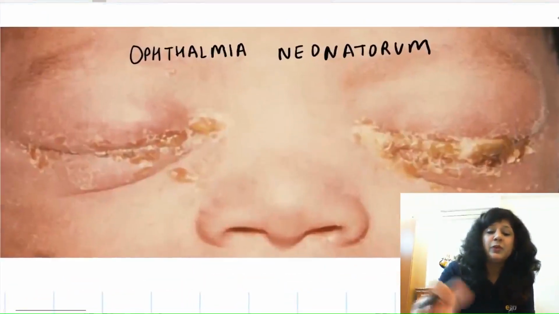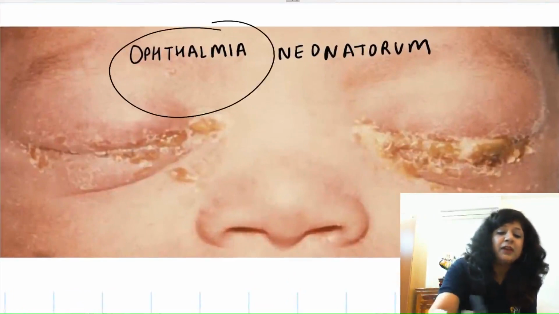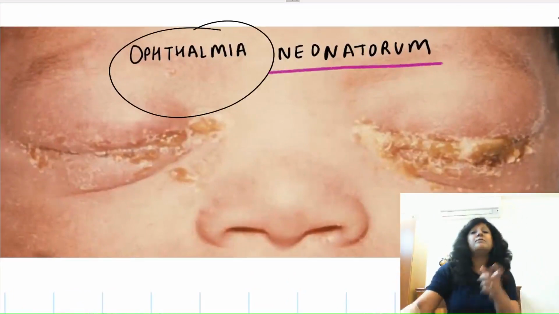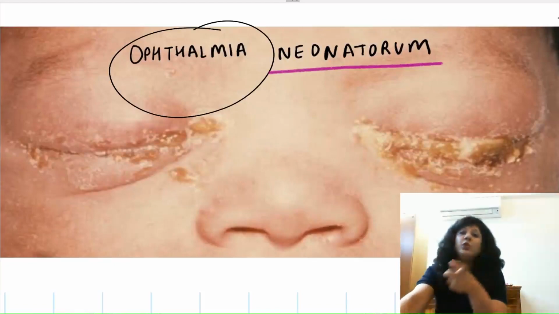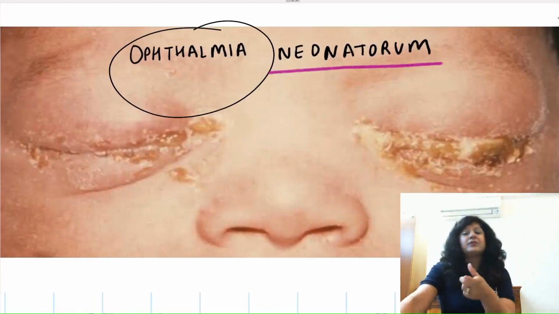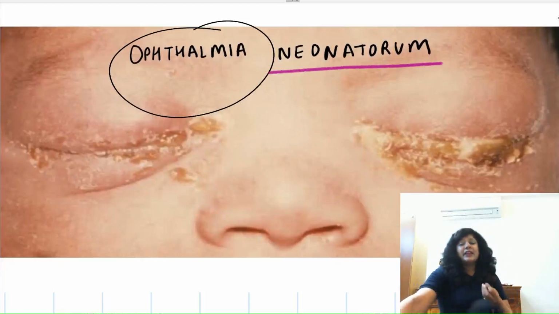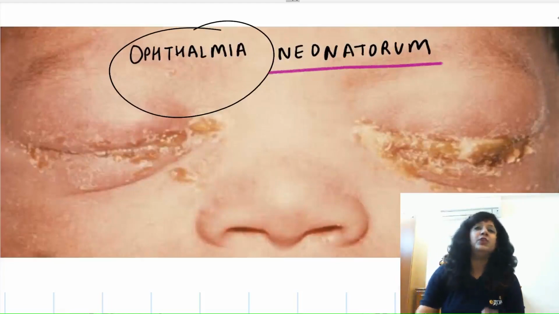Ophthalmia neonatorum. Now what is the meaning of this? Ophthalmia is conjunctivitis. Neonatorum means in the neonates. Neonate means up to 28 days. So whenever we are having bilateral conjunctivitis in a neonate, specifically speaking 28 days, then I will say that this is a case of ophthalmia neonatorum.